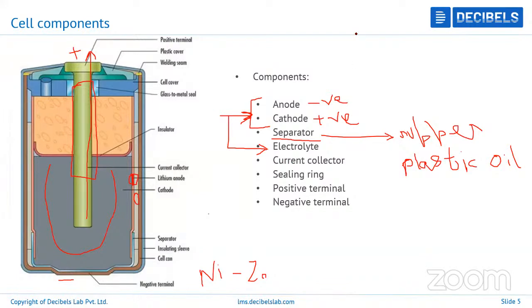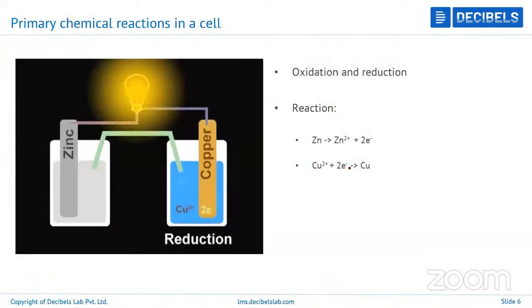Yeah. So with this, we will now move on to the next slide. Okay. So here we have primary reactions in a cell. So as I had mentioned earlier, there'll be some amount of reactions that occur. So primarily, the reactions that occur in a cell will be oxidation and reduction. Okay, so let's take a simple example.